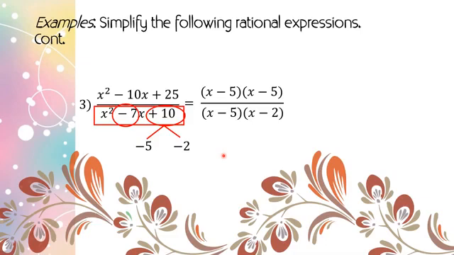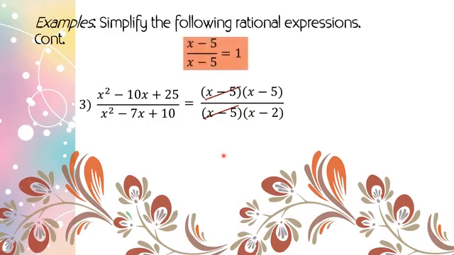Okay? So after factoring both the numerator and also the denominator, we need to divide now common factors. Okay, so can we see common factors now? Okay, I can see common factor. The common factor is x minus 5 in the numerator and also x minus 5 in the denominator. So x minus 5 divide x minus 5 is equal to 1, of course. That is equal to 1. So can we see any other common factors? X minus 5 is not a common factor with x minus 2.